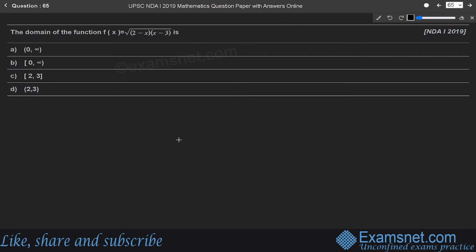Next question is, the domain of the function f of x is equals to under root of 2 minus x into x minus 3 is. It is a very simple question. We just have to find the domain for the given function. So first let us understand this by making a diagram. The diagram of the given function will be this.